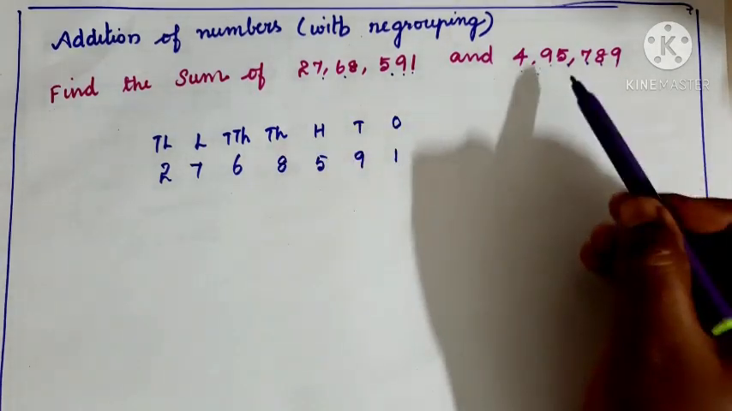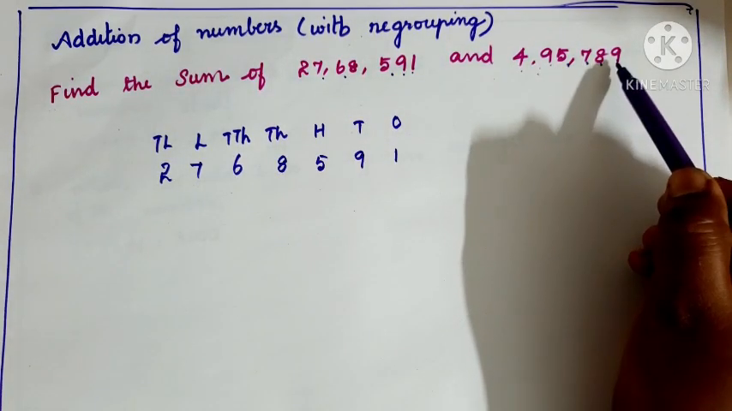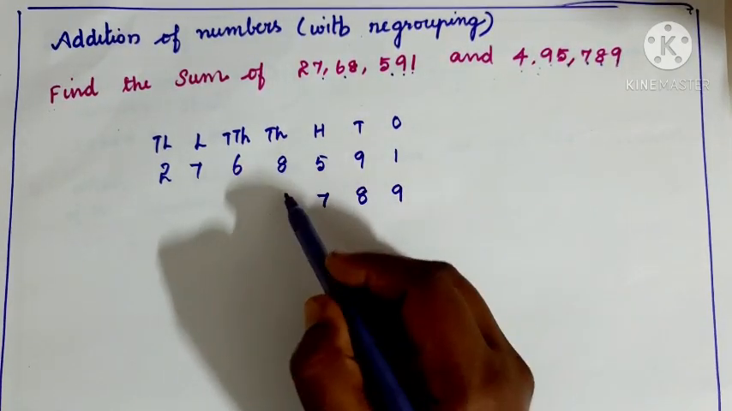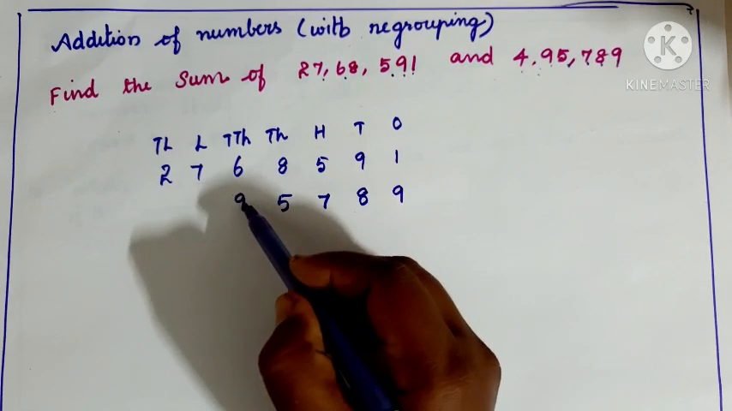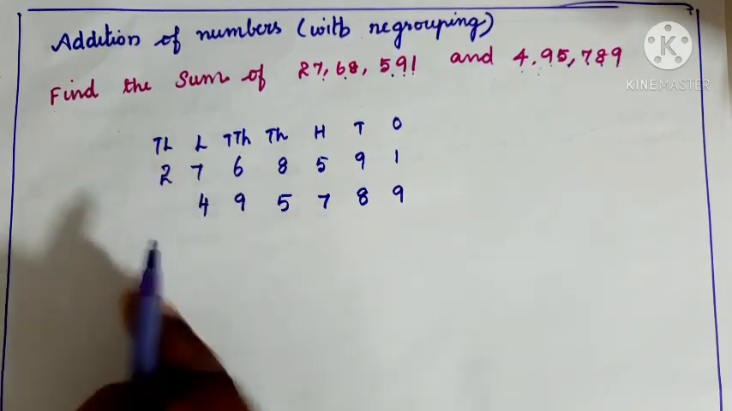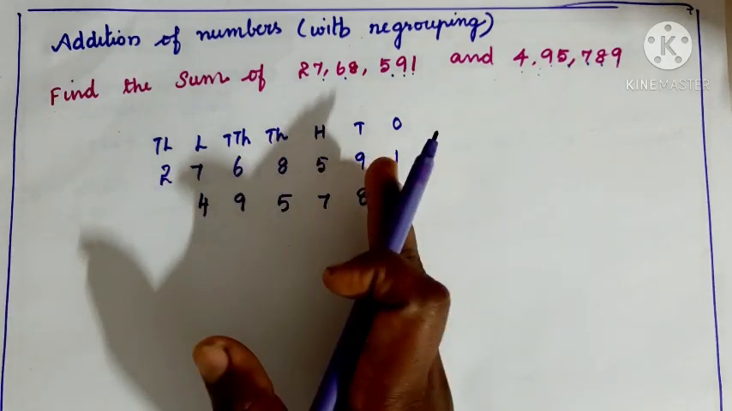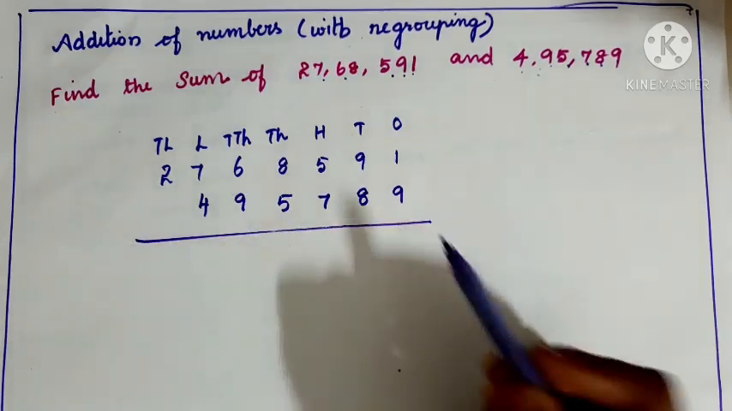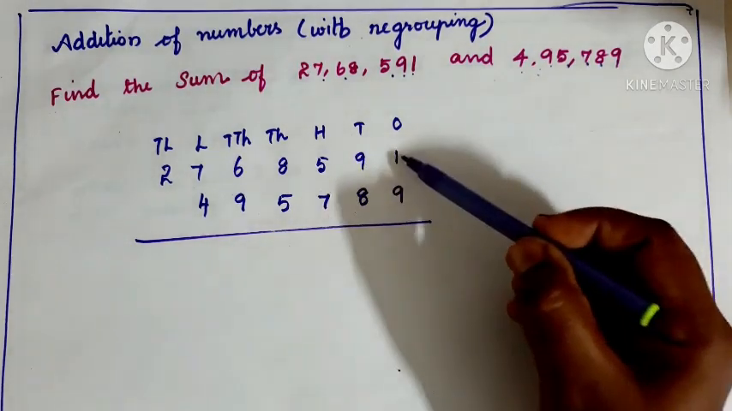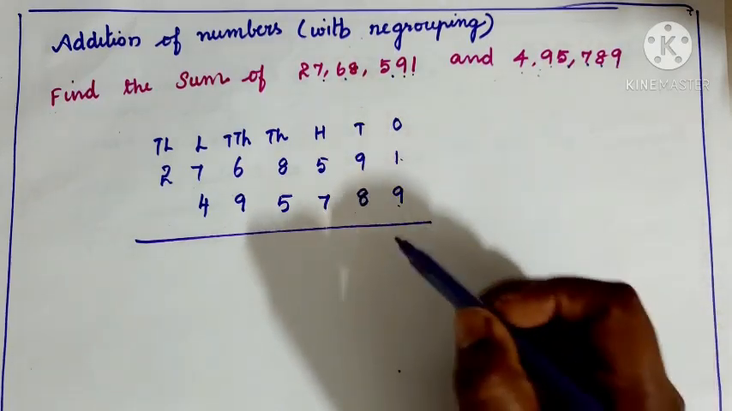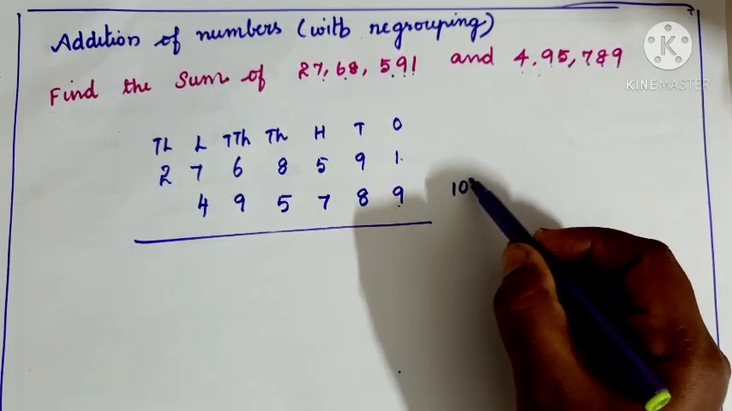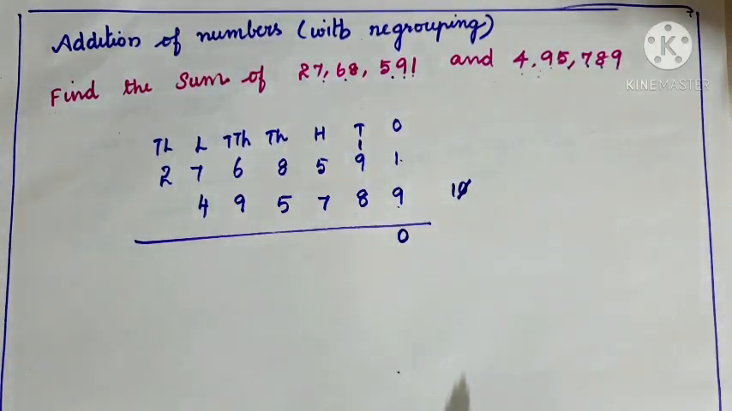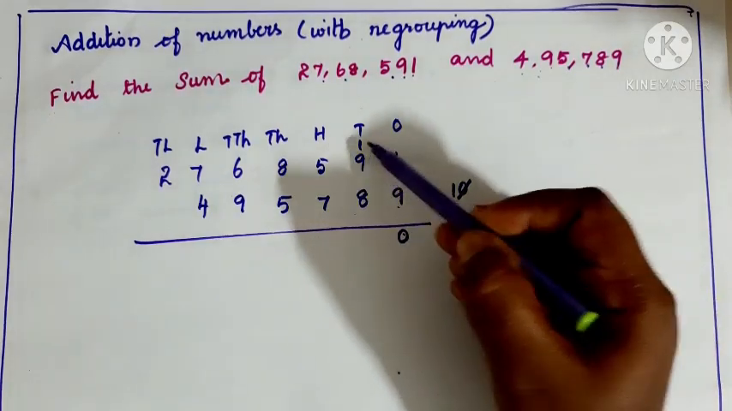Yes? Next. See, you have to write carefully. Next, 9, 8, 7, 5, 9, 4. You should never start from this side. You have to start with the ones digit. So, now we have to add this. 1 plus 9 is what? 10. So, 10 means what you have to write? This 0 you have to write here and the carryover 1. Understand? So 1 plus 9 is 10, 0, carryover 1.